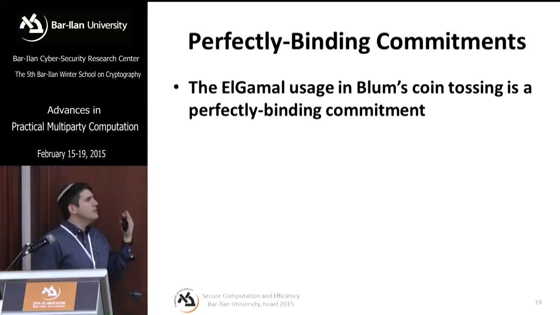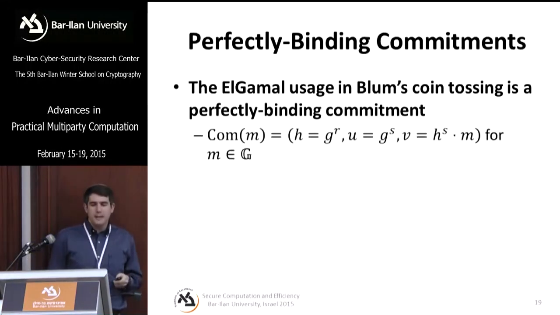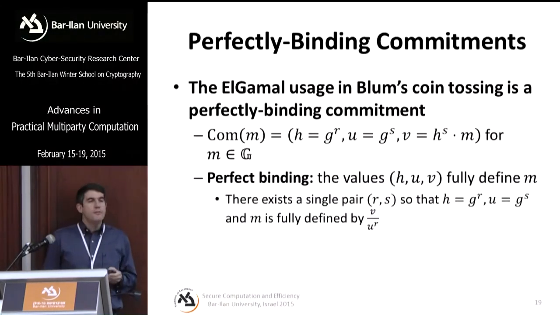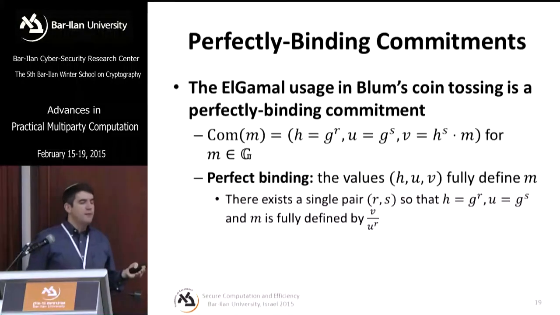So the El Gamal usage that I showed this morning is a perfectly binding commitment. Why is that? The commitment, if you remember, was G to the R, G to the S, and then H to the S times M. And we said that these three values, H, U, V, fully define M. Why do they fully define M? Well, there's just a single pair R and S so that H equals G to the R and U equals G to the S.